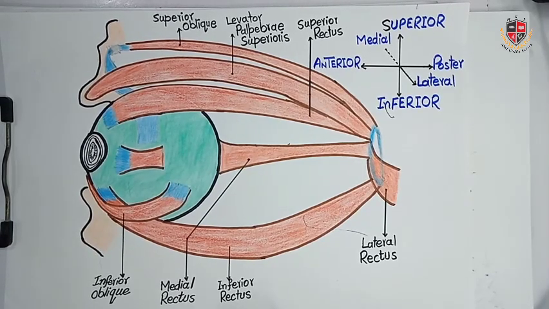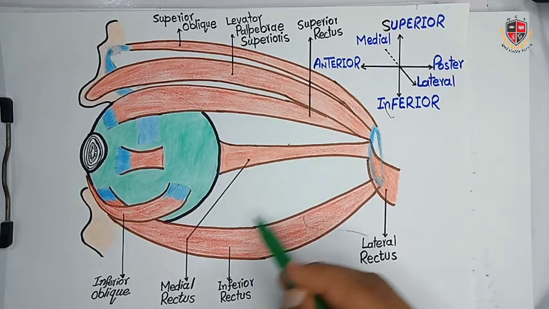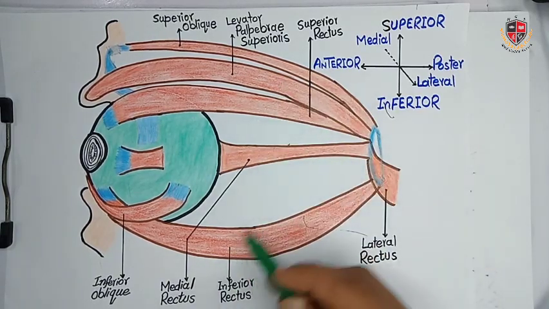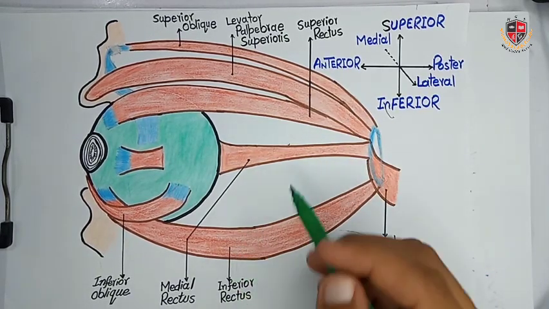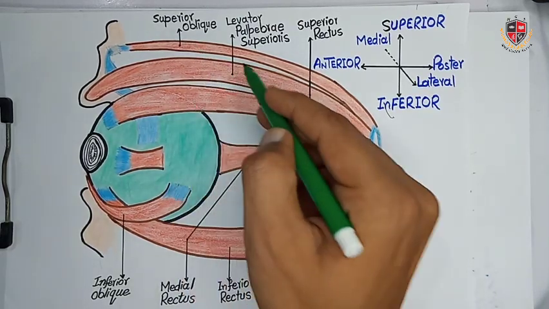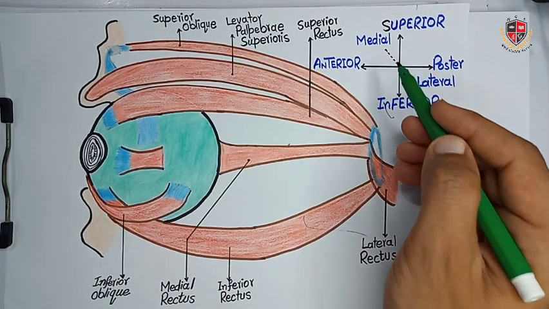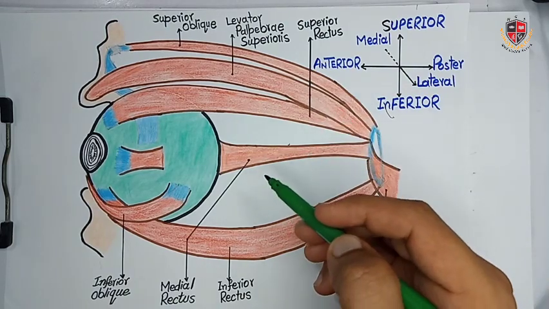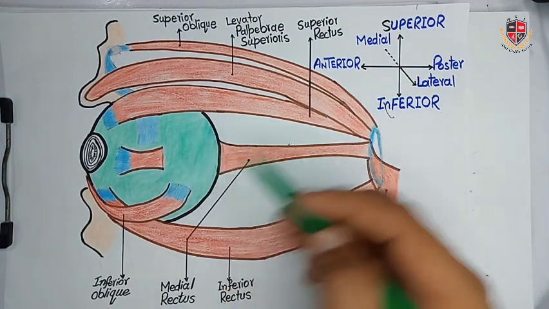This lecture is about the movements of the eyeball produced by the extraocular muscles of the eyeball. These are the extraocular muscles of the eyeball. Now, these are the muscles. First, we see the axis around which these muscles cause the movement of the eyeball.